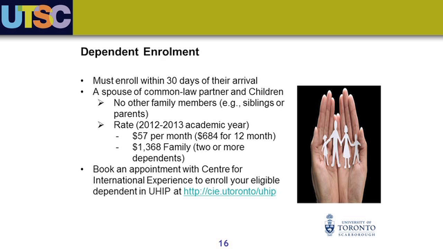The rate is always subject to change every year, but for this year, 2012-2013, it's the same as the student. It's $57 per month, so $684 for 12 months. And if you have 2 or more dependents, it's the flat rate. So it's $1,368 for family coverage. Okay? So in order to enroll your dependent, you must book an appointment. The link is on the slide with the Centre for International Experience in downtown UT campus to enroll your eligible dependent.